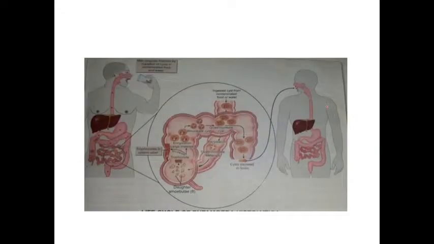You can see in the picture that the cyst is coming here and the trophozoites are found in this region. The picture shows how it comes out of the body and how it reaches the next person. You see here this person is drinking water which is contaminated with this cyst.